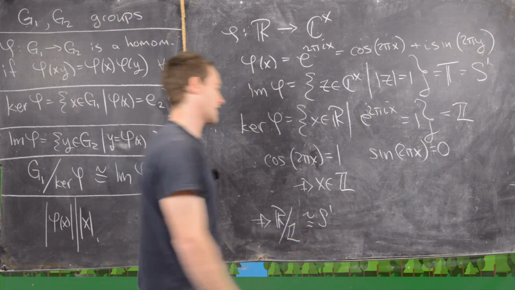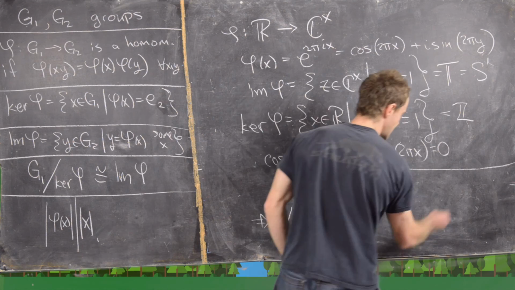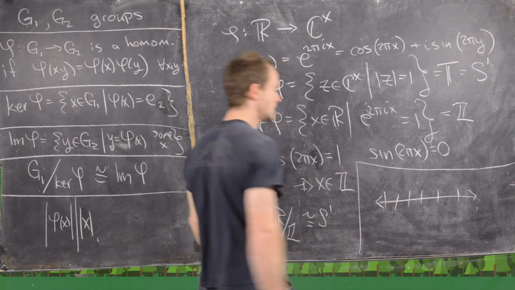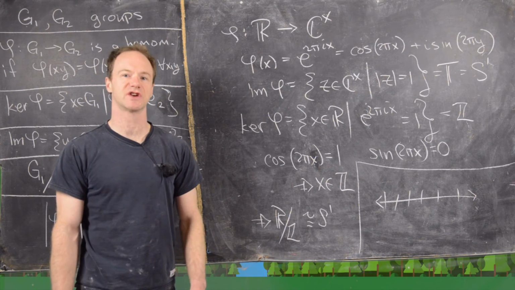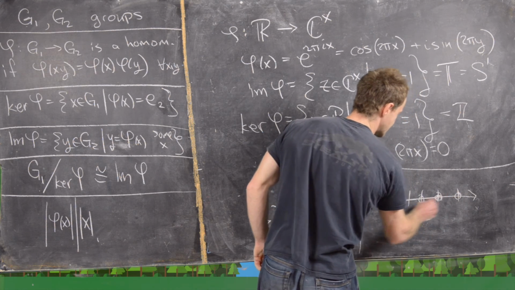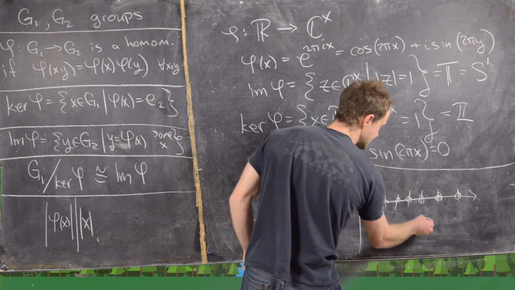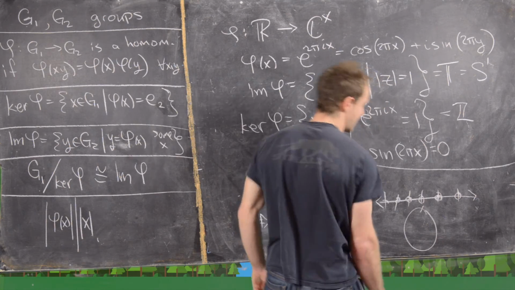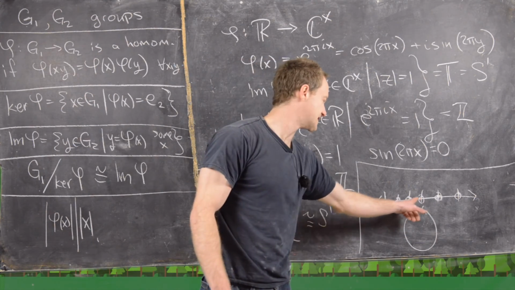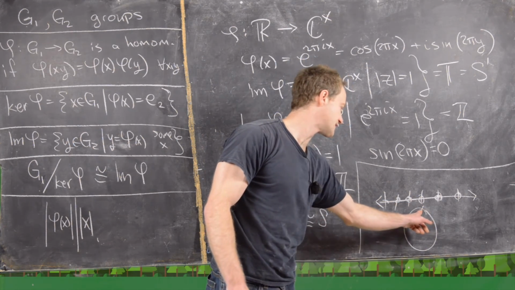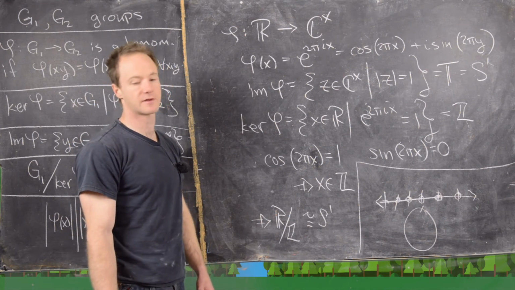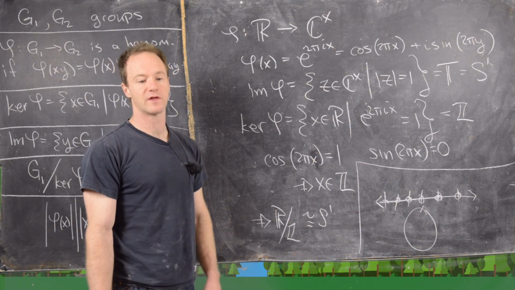S1. Okay, and now how you want to think about this is you have this number line, which you can put all of the integers on, and then you identify all of the integers as being the same point, which wraps this number line around into a circle. That's how you kind of want to think about this. So notice this interval right here is going to be wrapped into the circle, this interval right here gets wrapped into the circle, and so on and so forth. Okay, I'll clean up the board and then we'll keep going.